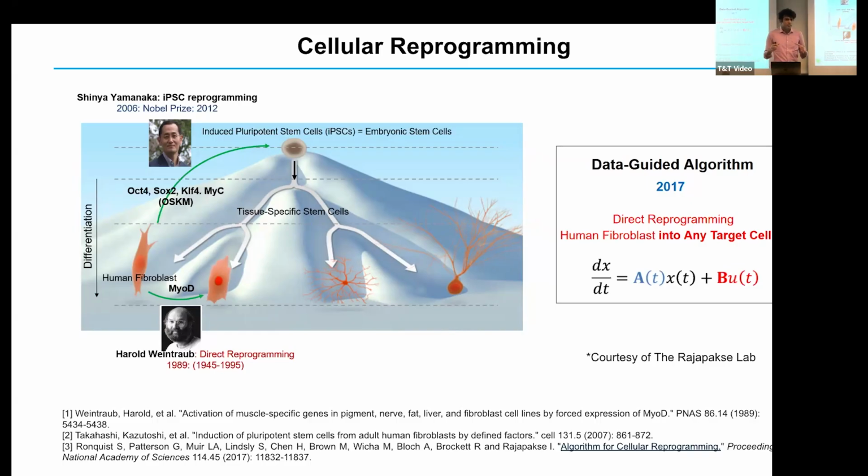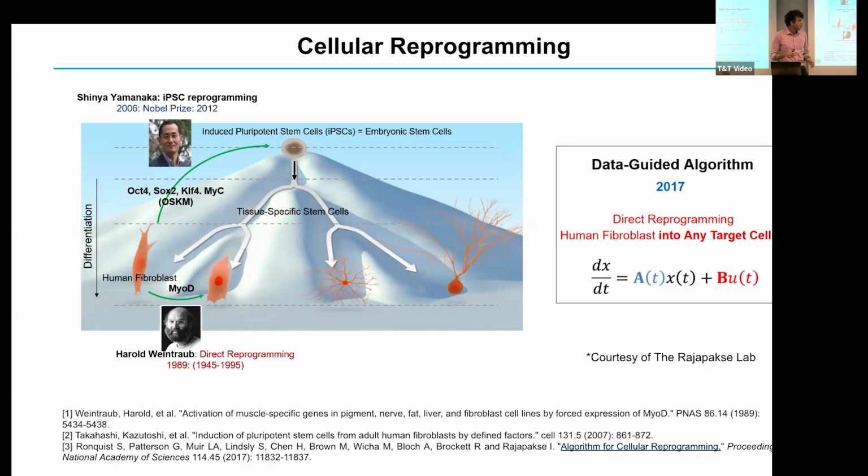Now, this particular reprogramming problem can be framed exactly as a control problem. What do I mean by that? We have this famous classic control equation, dx over dt equals Ax plus Bu. Here, I'll explain what each of these parts is.